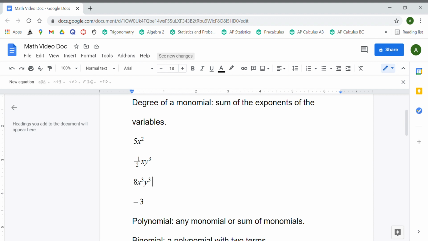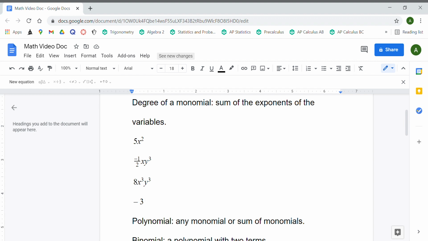Alright, and then for here, we got two variables again. So we got x cubed and y cubed. It's two exponents, we add them together, we get 6. And so the degree of the monomial is 6. Alright? Now what about this one? Well, let me tell you this right now. This is indeed a monomial. Might have no variables, but it's still a monomial, and it's still got a degree.